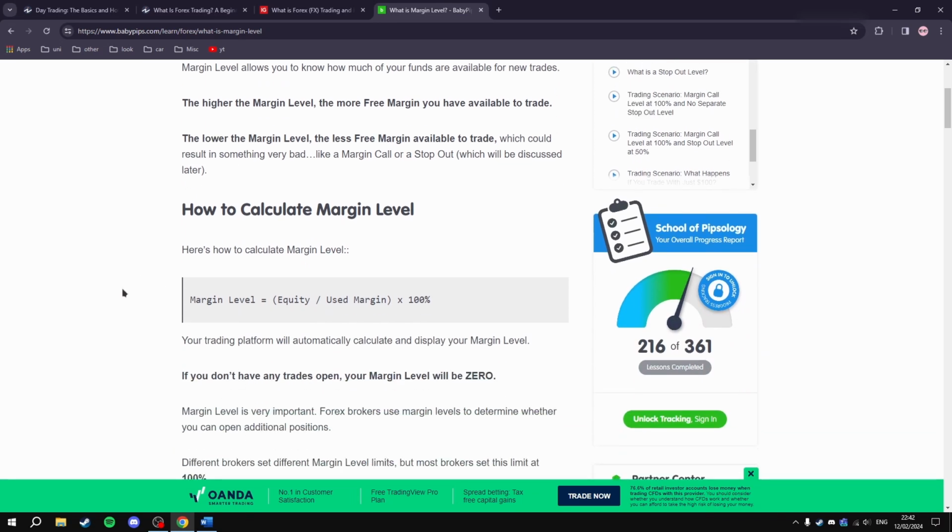How to calculate margin level. Here's how to calculate margin level. Margin level is equal to equity divided by used margin times 100%. Your trading platform will automatically calculate and display your margin level.